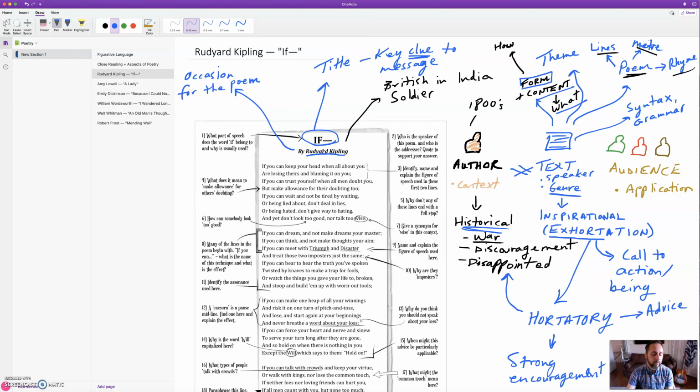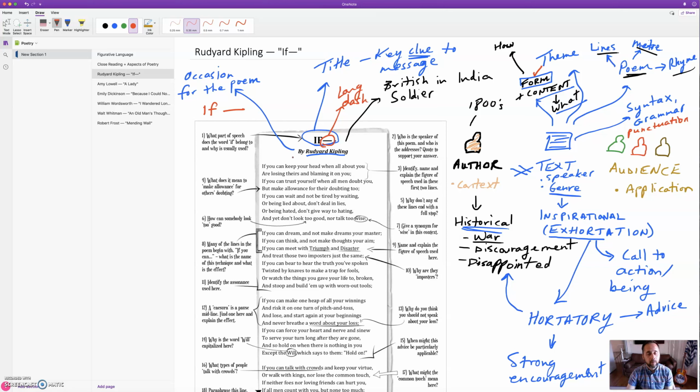So what do we notice here? Is there anything that leaps out at us as soon as we take a look at this title? Well, you'll notice that there's this punctuation mark. Syntax, grammar, even punctuation is part of the form, right? We have if, and then boom, this long dash. We've got this long dash here.